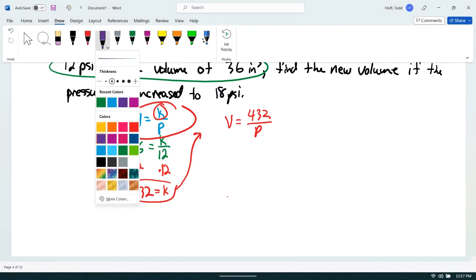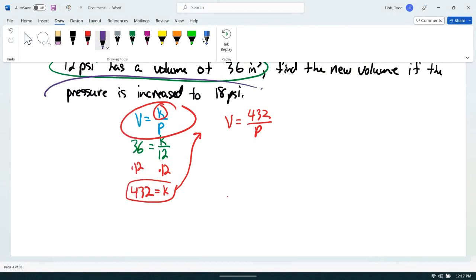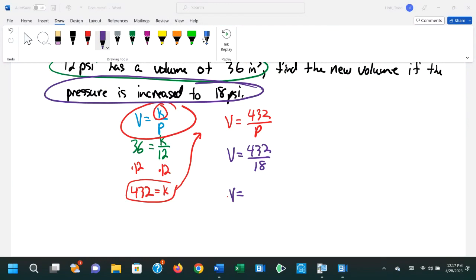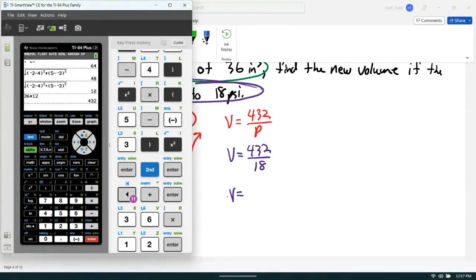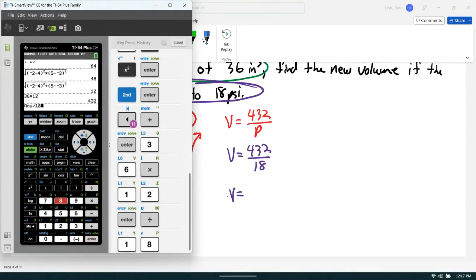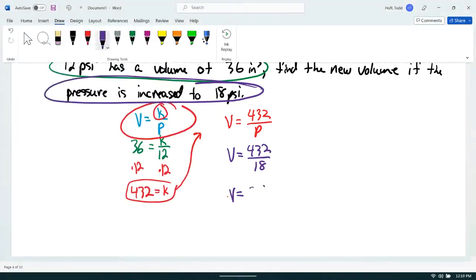And then it does ask us to extend to that new condition, that new instance where we have pressure of 18 psi. Volume equals 432 divided by 18. And so we just do the division. 432 divided by 18 should give us 24. And it does. So that'll be 24, and of course the units of volume are cubic inches that are being used in this problem.